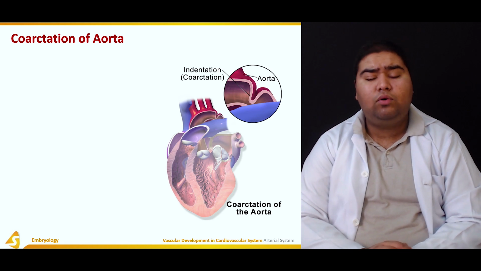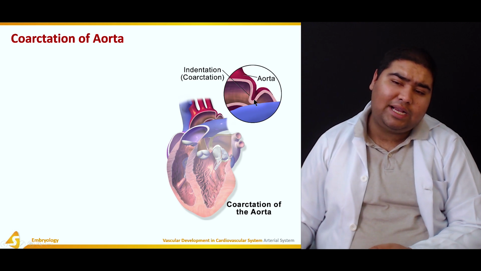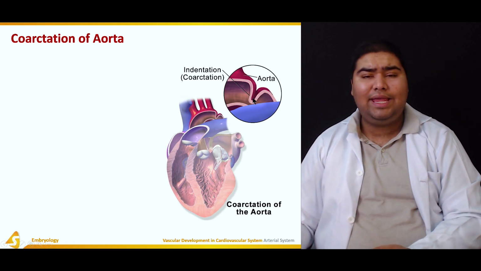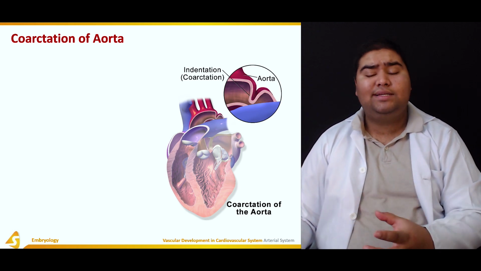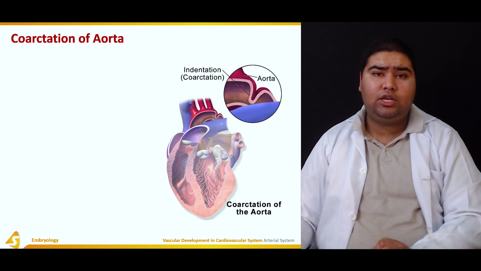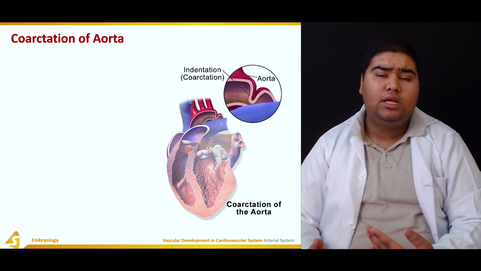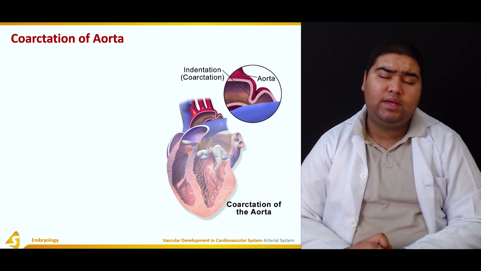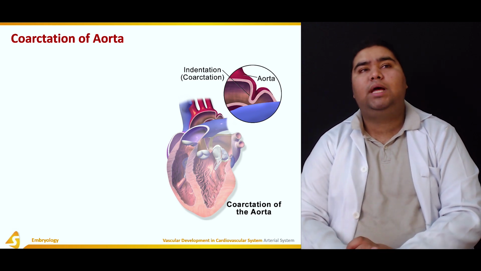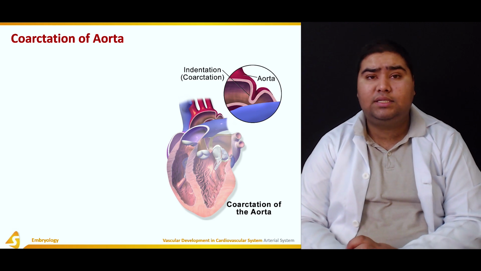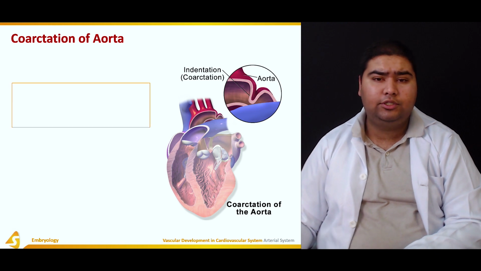Now, talking about the coarctation of aorta. Here in the figure, you can see coarctation is actually indentation. So, any indentation in the aorta is coarctation of the aorta. As a result of this indentation, the lumen of the aorta narrows, and the straight streamline flow of blood that should be there in the aorta does not go that way. The blood becomes turbulent, and it is difficult for the blood to flow appropriately.